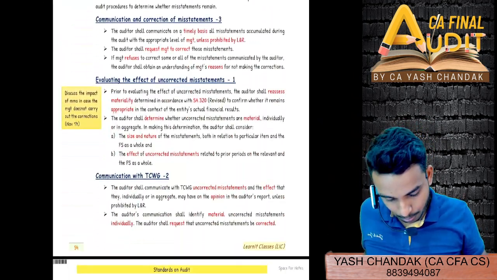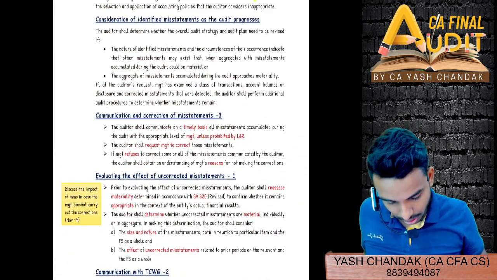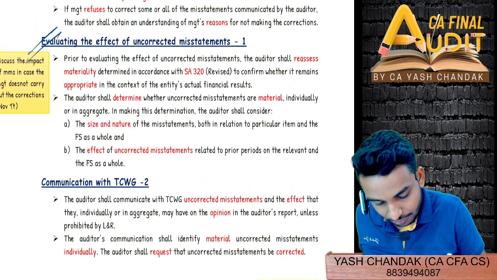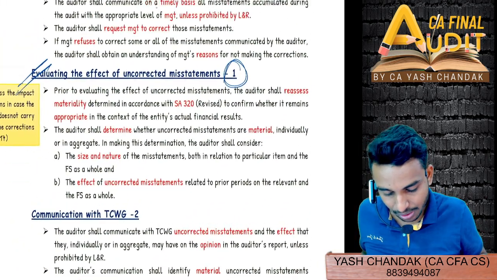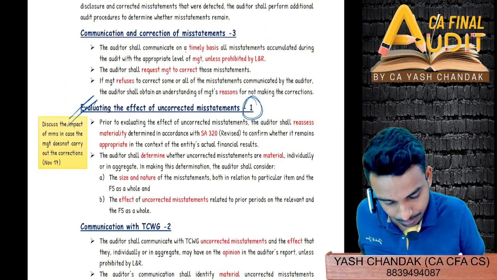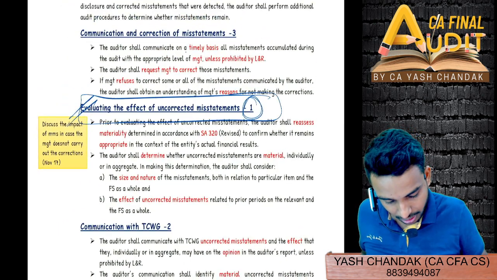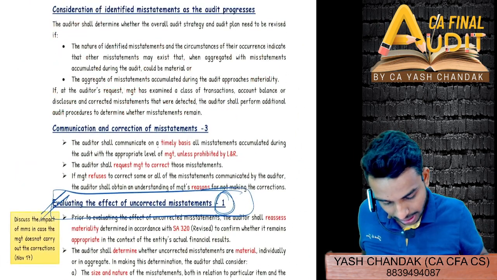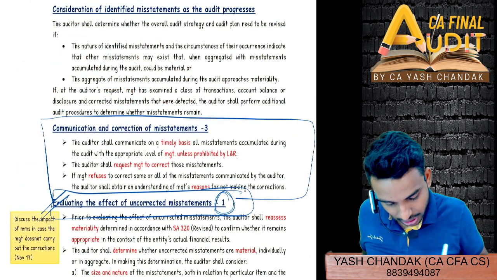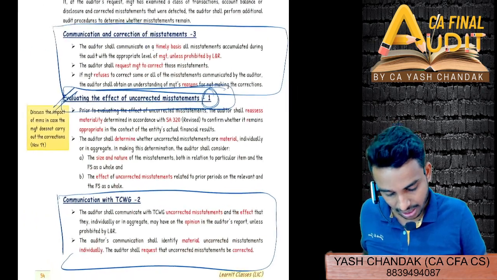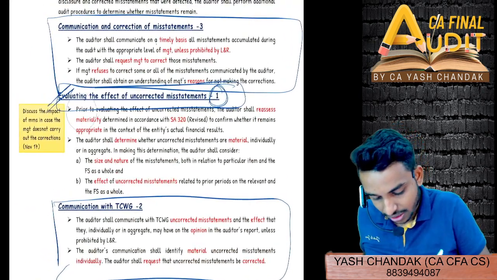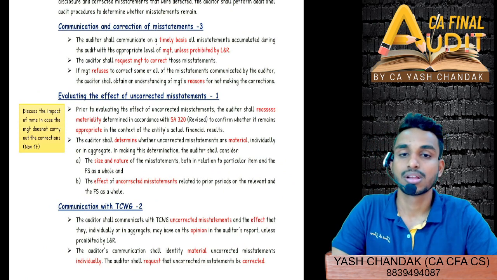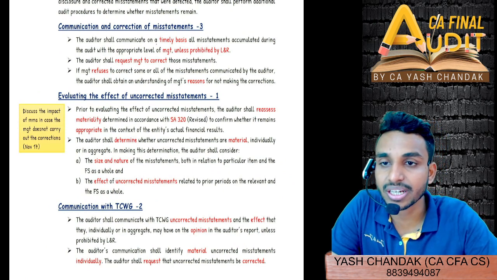So I hope we have done SA 450. I want you to quickly give it a read. First, you will read evaluating the effect of uncorrected misstatements. Then you will read number 2, communication with TCWG. And then finally you will read the communication of corrected misstatements. Okay? This has to be your flow. Just give it a read quickly, right now.